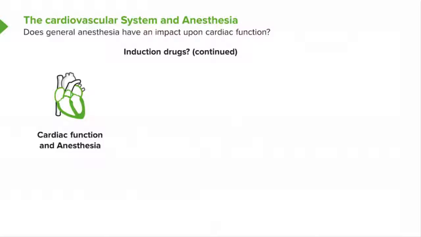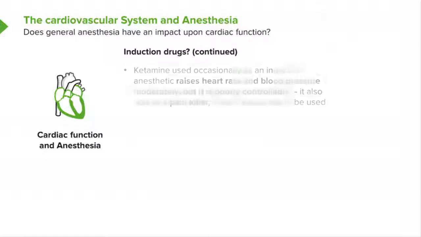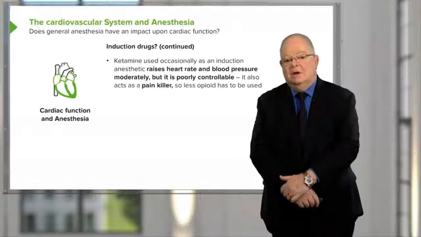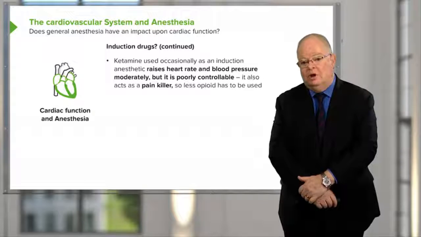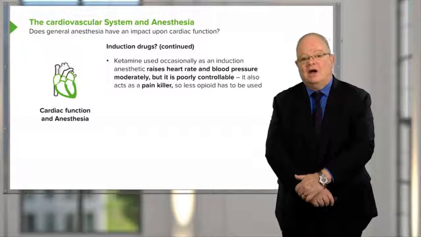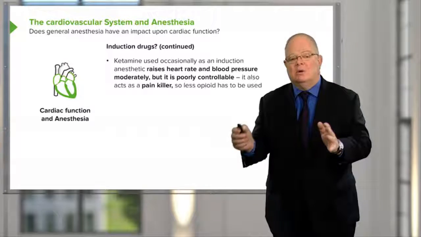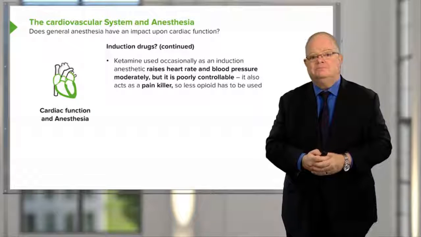So how about the induction drugs? We already mentioned propofol and pentothal. We're now going to talk about ketamine and how it affects cardiac function. Ketamine is often used in patients who appear to be volume depleted at the time of surgery or have had trauma because it increases heart rate and increases blood pressure moderately. The problem is that it can lead to increases in blood pressure that are unacceptable, and it can lead to tachycardia or increased heart rate that's unacceptable. On the good side, it acts as a painkiller, so less opioid needs to be used. You can give ketamine without a whole lot of extra narcotic on board.